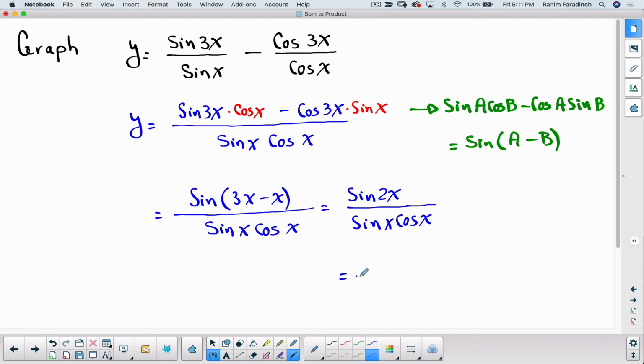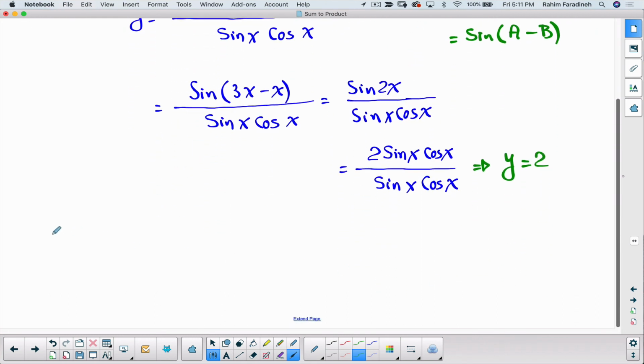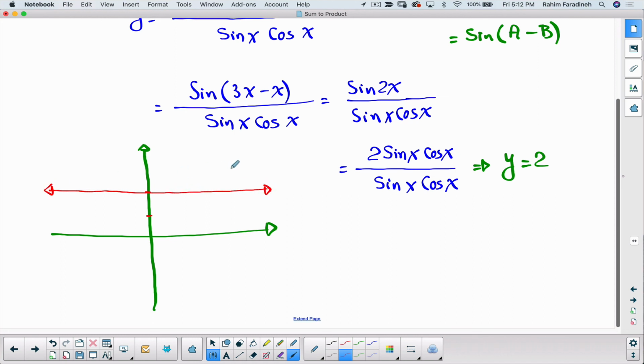But now recall that sine 2x is equal to 2 sine x cosine x, divided by sine x cosine x. And by simplifying this, we're going to get y equal to 2. Now y equal to 2 is a horizontal line. But we have to make sure that this horizontal line is defined for all values of x.